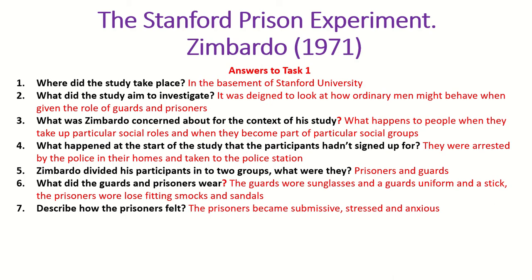Question 7, describe how the prisoners felt. So the prisoners became submissive, stressed and anxious. Submissive is where you just accept what anyone says to you and you just follow orders, you don't answer back.